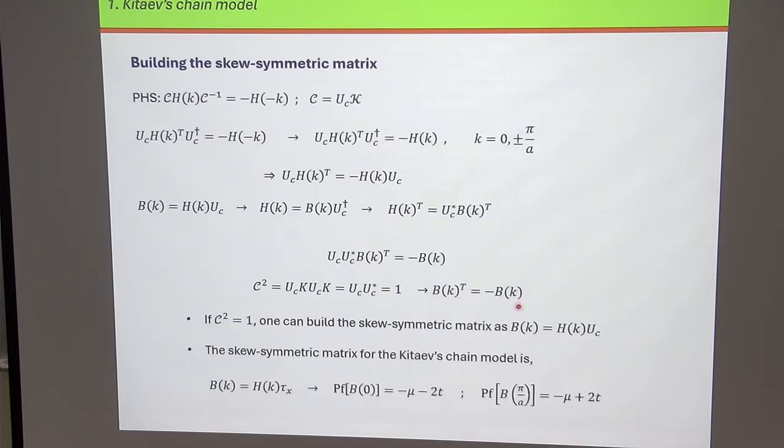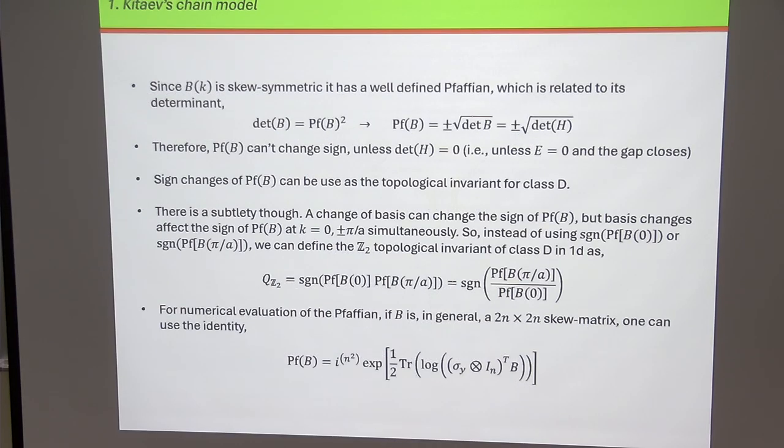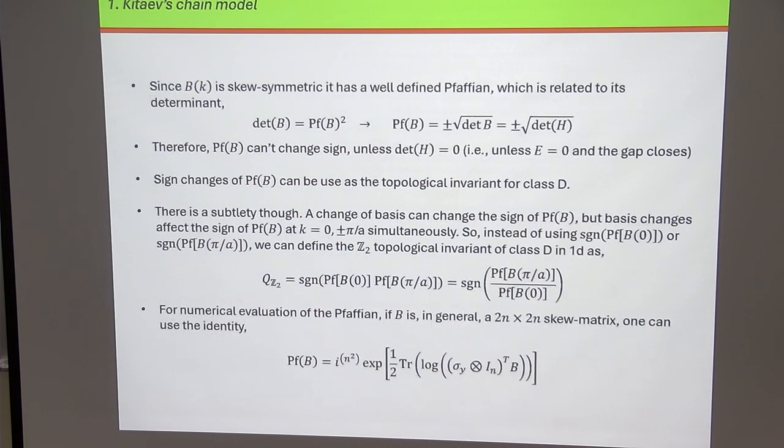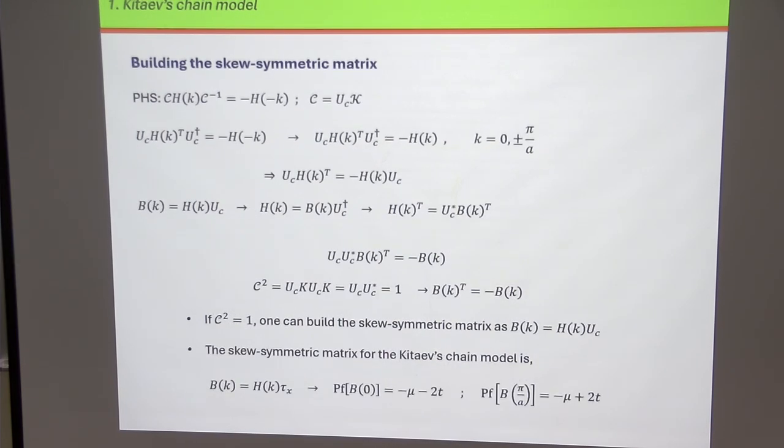So now I know how to calculate B because my UC is just tau x, right? My charge conjugation operator here was tau x K. So this UC unitary transformation in this specific case is just tau x. So this is my matrix, H tau x. And then you can calculate the Pfaffian by just calculating the determinant in that case at 0 and pi over a. So at 0 you will get this value, and at pi over a you will get this value.